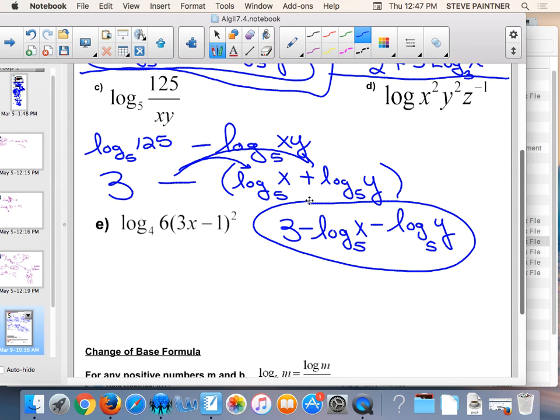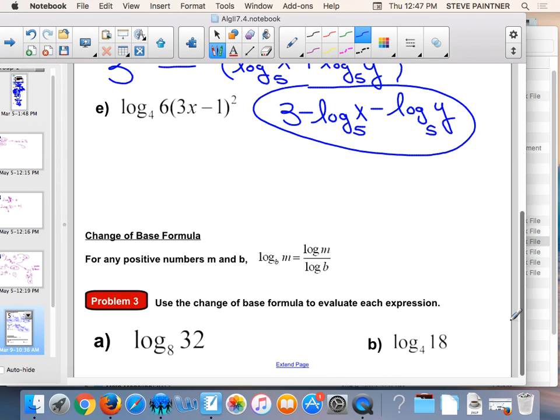There it is. So don't quit early is what I'm saying, because if you still have multiplication going on, split it into addition. But the problem with this one was you had a minus sign, and the minus sign needs to get distributed through. Good? You're almost done. I know, the back page is so easy.